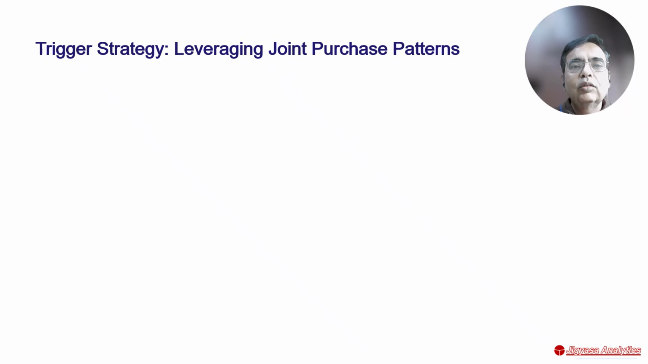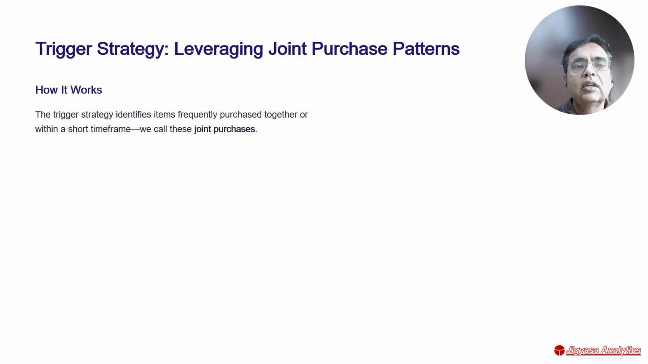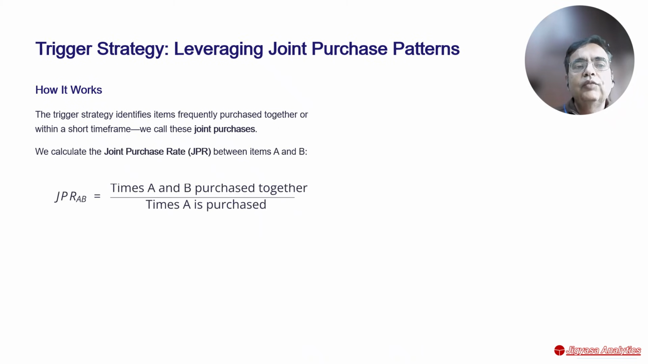Let me talk to you about trigger strategies, which are used basically to identify and leverage joint purchase patterns. So how it works is we identify products which are purchased together in short frequency of each other, and we call them joint purchases. And then we calculate the joint purchase rate between products A and B.